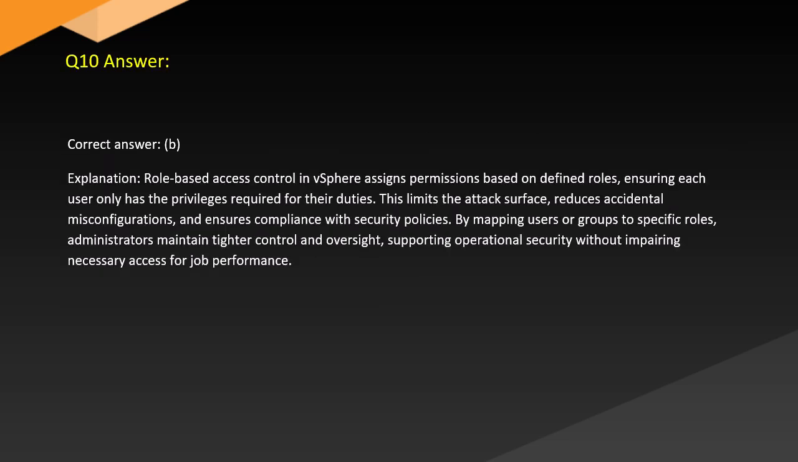Answer. Correct answer: B. Explanation. Role-based access control in vSphere assigns permissions based on defined roles, ensuring each user only has the privileges required for their duties. This limits the attack surface, reduces accidental misconfigurations, and ensures compliance with security policies. By mapping users or groups to specific roles, administrators maintain tighter control and oversight, supporting operational security without unnecessary access for job performance.